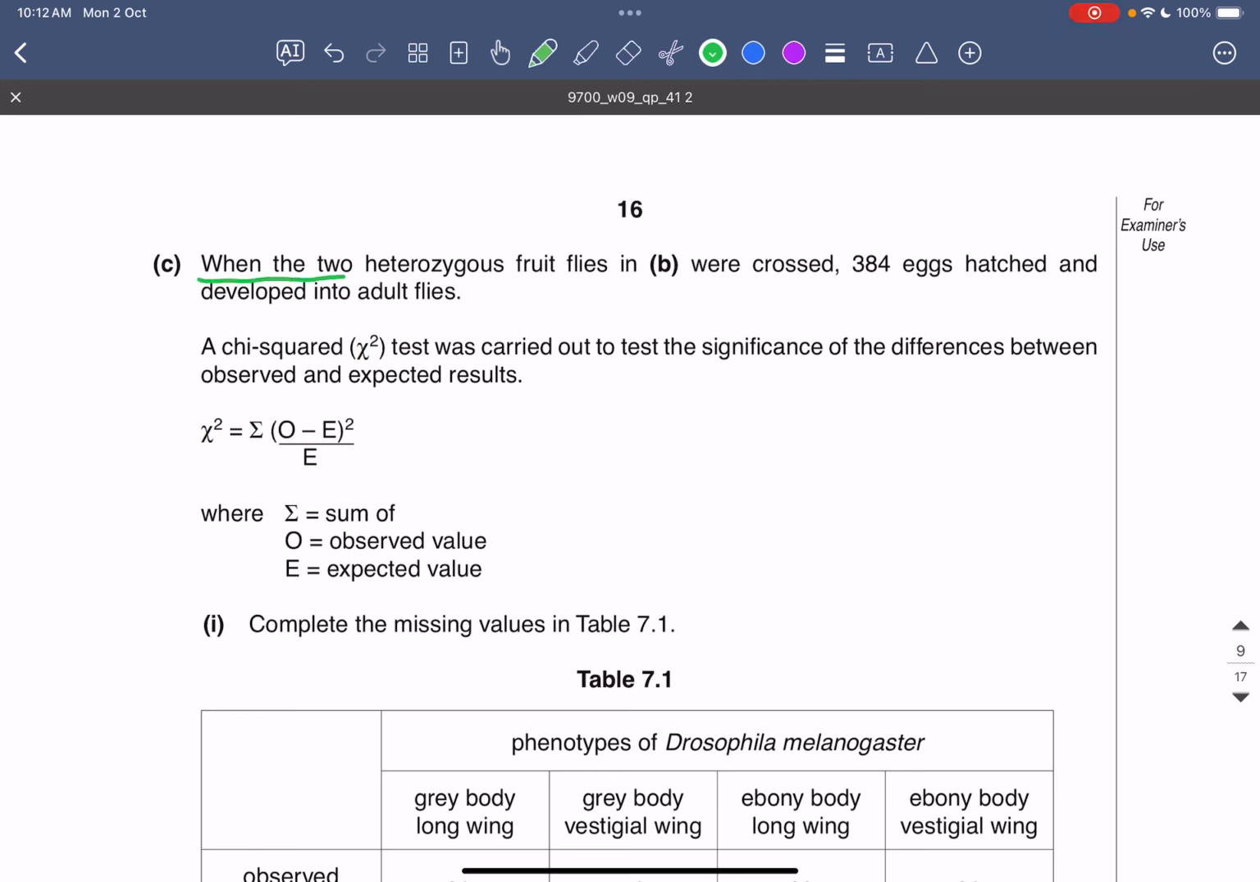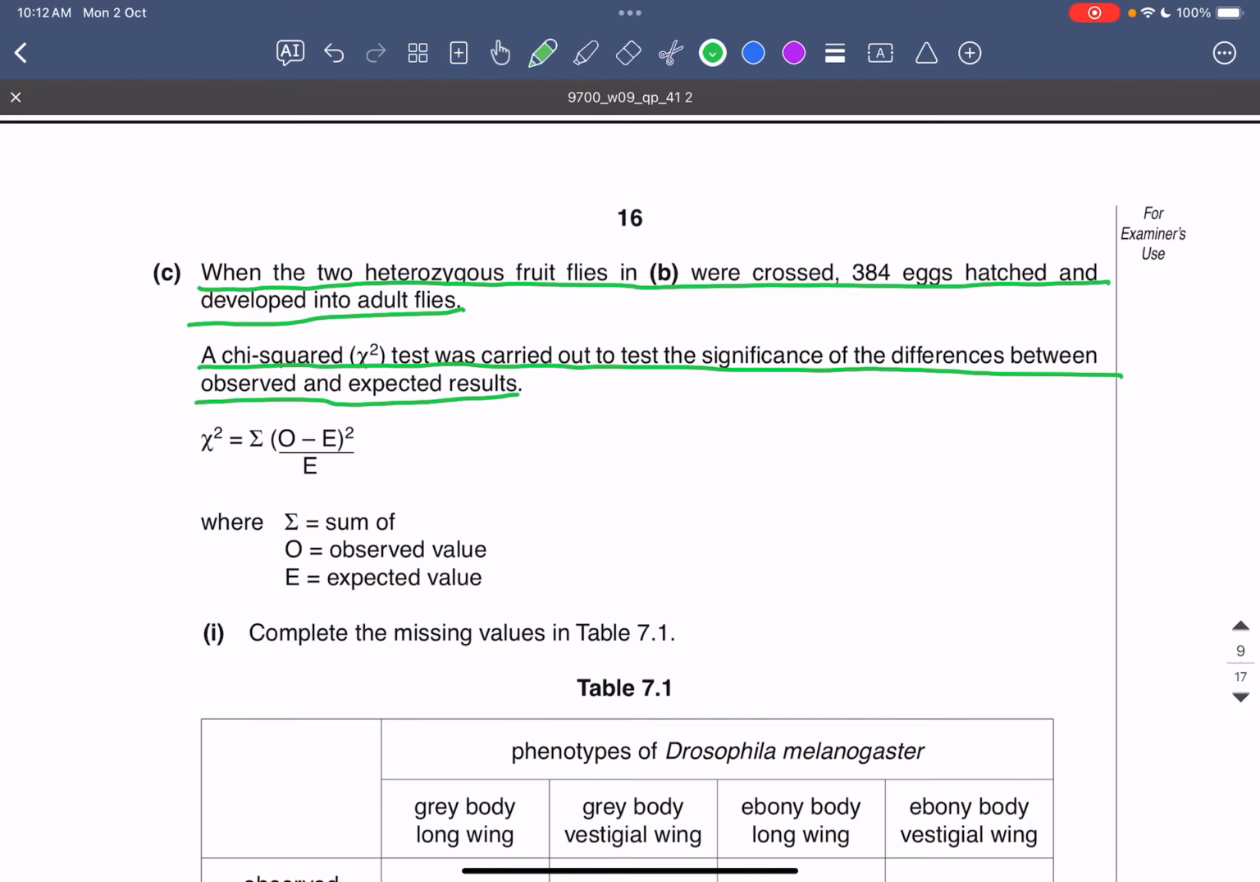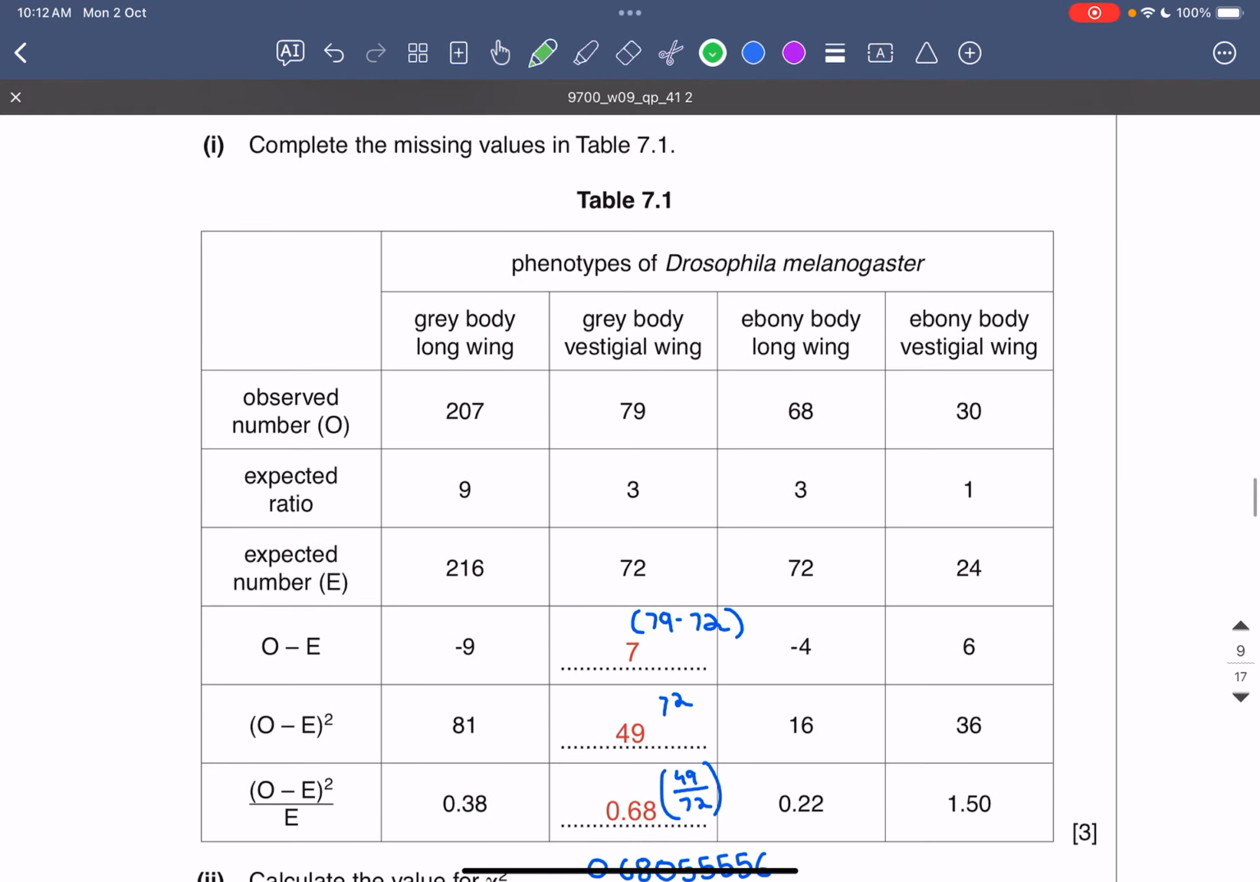When two heterozygous fruit flies in Bb were crossed, 384 eggs hatched and developed into adult flies. A chi-squared test was carried out to test the significance of the differences between observed and expected results. So this is the formula. Chi-squared is the summation of observed value minus expected value, all of it squared, divided by expected value. Complete the missing values in table 7.1.